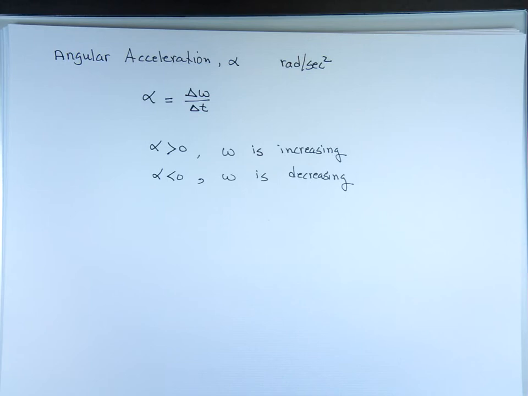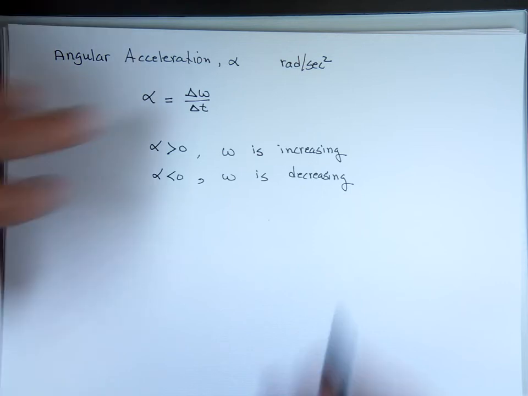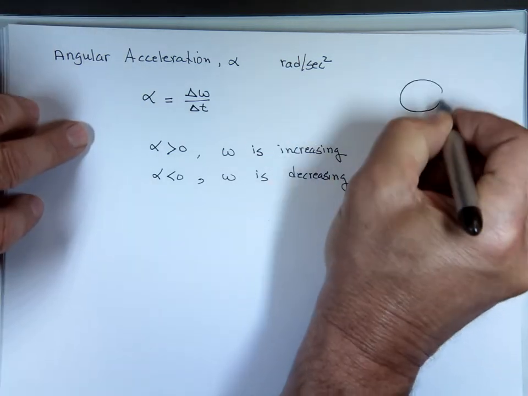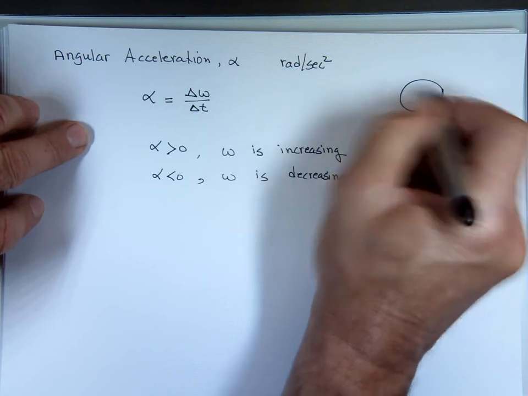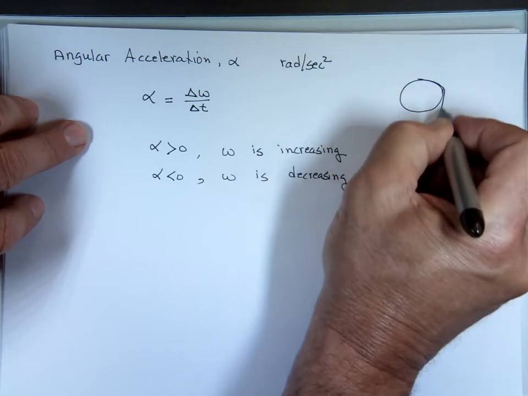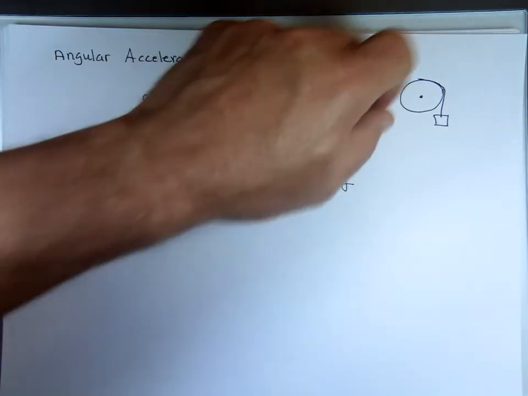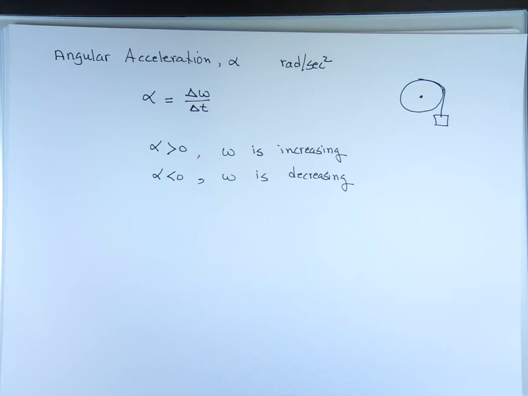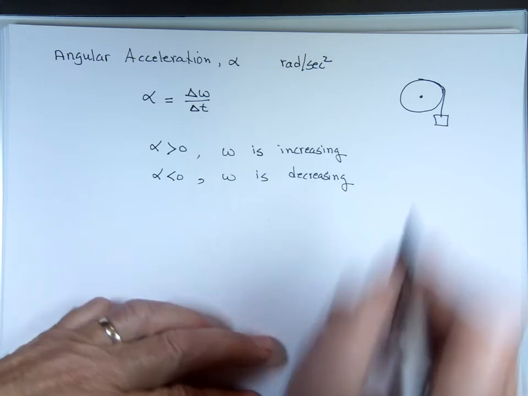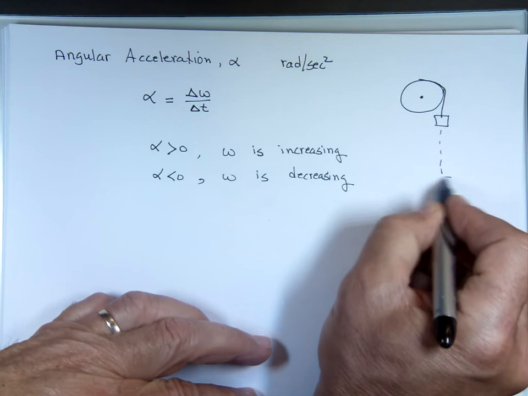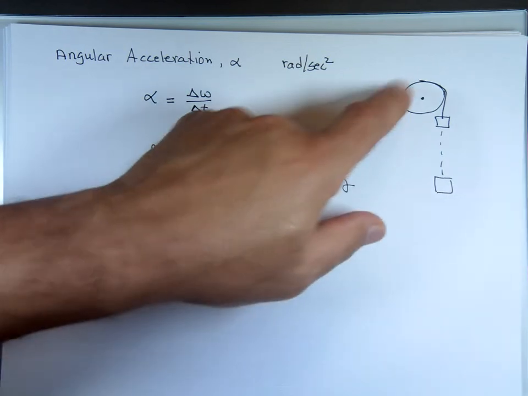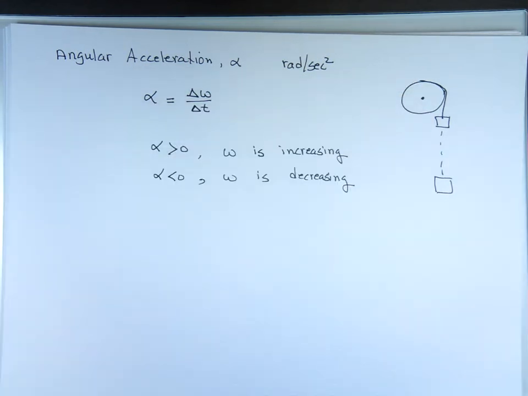I'm trying to think of an example here quickly. Take a pulley with a rope wrapped around it, and at the end of the rope you have a little weight dangling. It's free to move, there's no friction. What happens when you let go of that pulley? It starts to roll and the weight comes down. Is the speed going to increase or decrease as it's coming down? Increase. So alpha will be greater than 0.